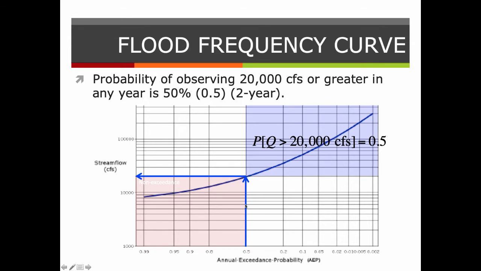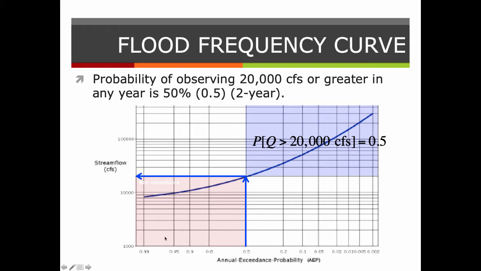And if we stay on that probability line and go up to the intersection of the flood frequency curve and the probability line, and then move left, we return a stream flow value, in the case of this particular curve, of 20,000 cubic feet per second. And the way to interpret that drawing is that the probability of observing 20,000 cubic feet per second or greater in any given year is 50%, or 0.5, or a 2-year annual recurrence interval.